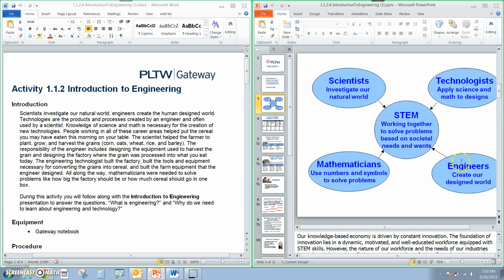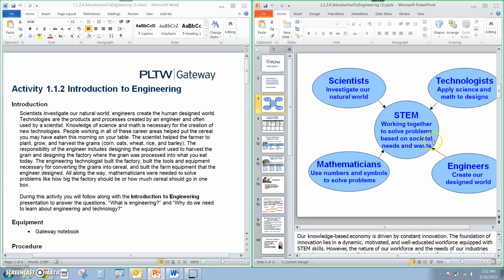So, when engineers make new things, that's technology, and technology can help scientists get further. For instance, before there were major machines that could drill into the ground, we couldn't access some of those materials that scientists have learned about. Now, mathematics, that's like the language of all of these, because it's used in measurement, it's used to compare results, it's just present in all of these fields. And that's what STEM is. It's working together to solve problems based on societal needs and wants.